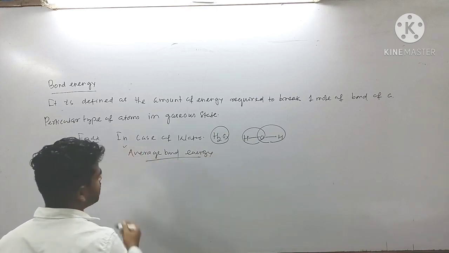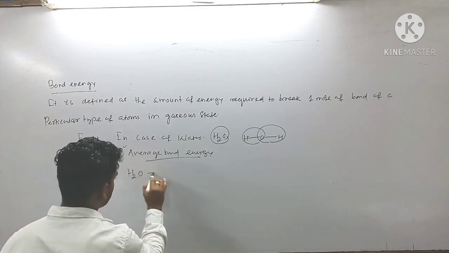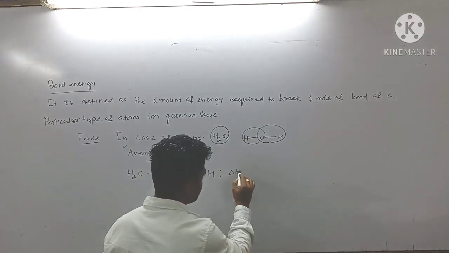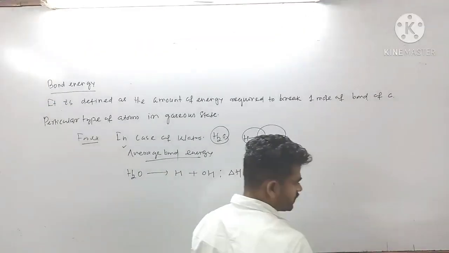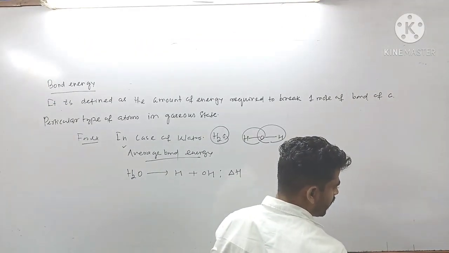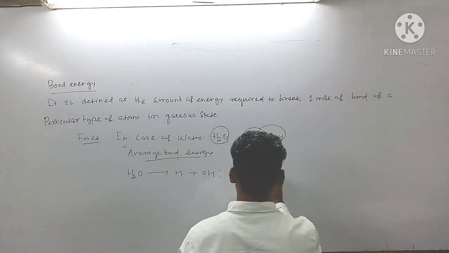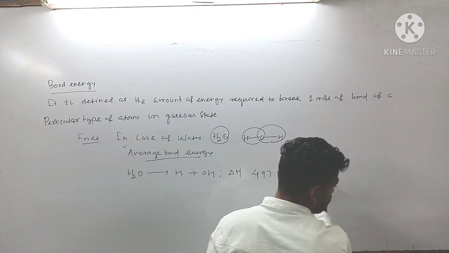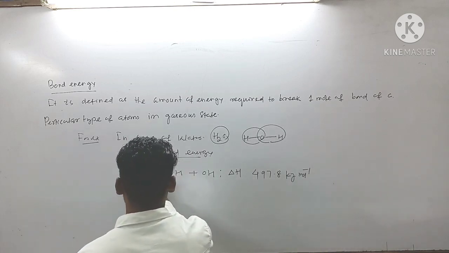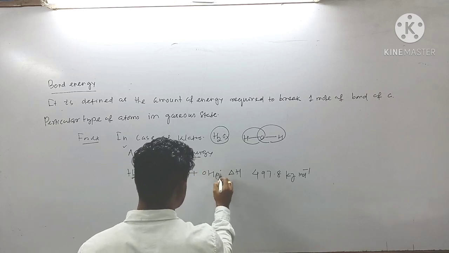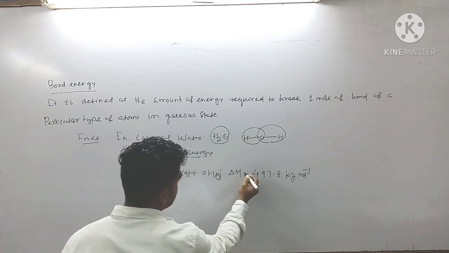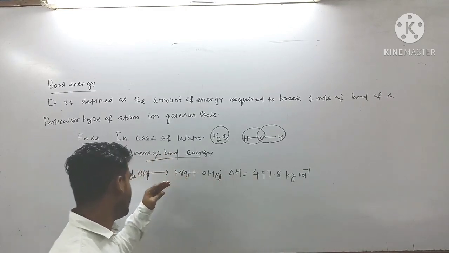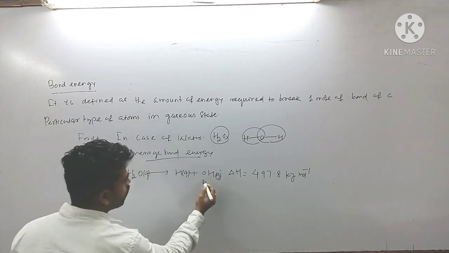Average bond energy in the sense, so first one, let's say water splits into H plus OH, and here the enthalpy change is given as 497.8 kilojoule per mole. Clear? So all are in gaseous form, because in gaseous form the energy required will be minimum. So here you see the positive sign is assigned because energy is required to break the interaction.